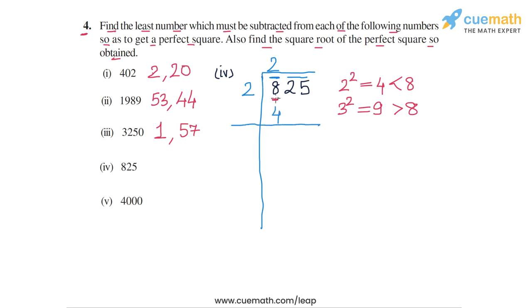Now subtract: 8 minus 4 is equal to 4, and we take these digits 2 and 5 and bring them down, and that gives us the dividend for the next step, which is 425. What about the divisor of the next step? Well, we take this divisor 2 from the previous step and double it, and that gives us 4.